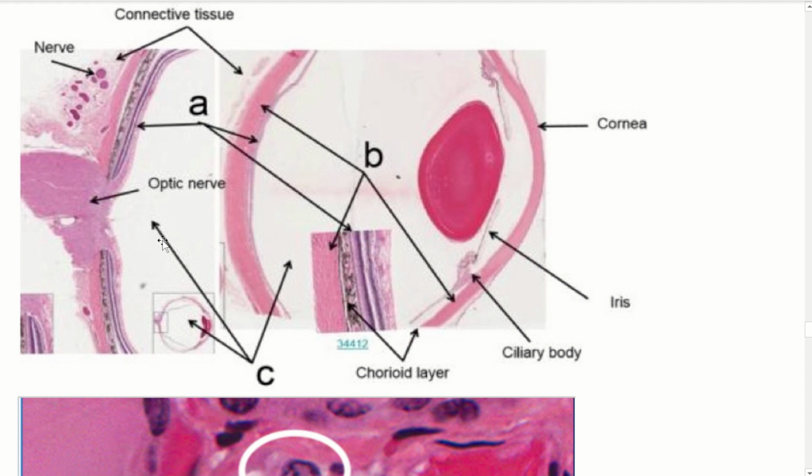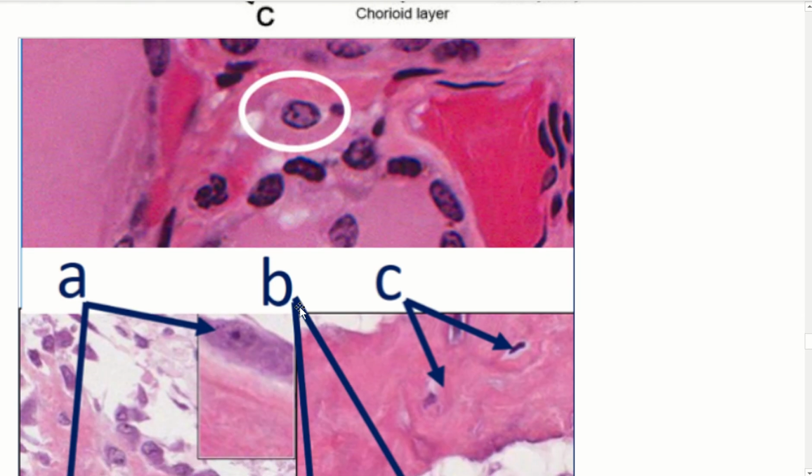C is pointing to this big space in the middle of the eye, and remember that is the posterior chamber of the eye, and it contains vitreous humor. Okay, so vitreous humor, posterior chamber of the eye for C.